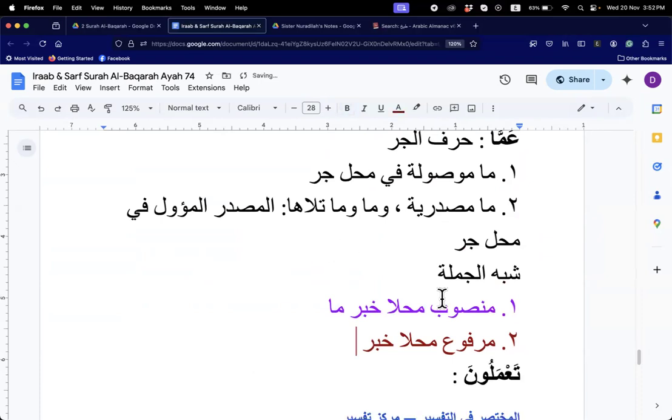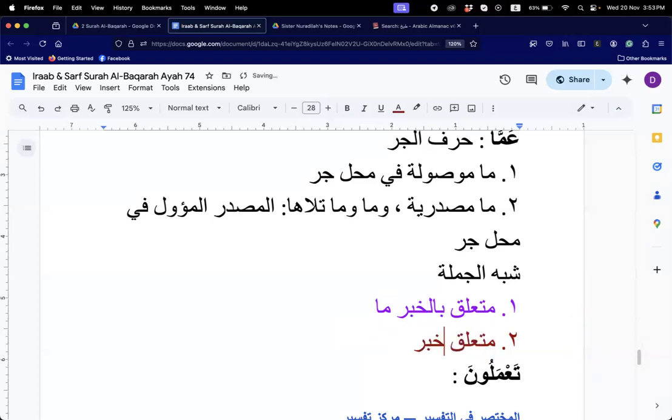Or it can be muta'alliq of ghafilun. Ghafilun is a fa'il. Can be the muta'alliq of ghafilun because ghafilun is an ism fa'il. Yes, it can basically be. But you don't have to go there because it's clearly muta'alliq to that, right? So you can just say this is muta'alliq bil khobar ma, which is bi ghafilin, or muta'alliq bil khobar, basically.